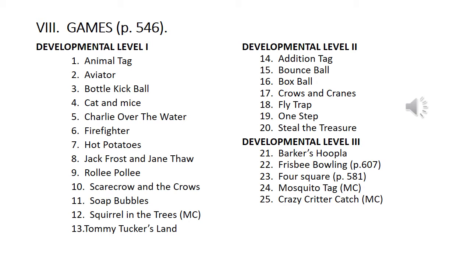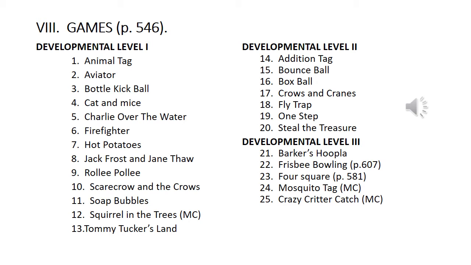But for developmental level 3, we're dealing with grade 5, the 5th grade. Developmental level 3 is for the 5th graders. And developmental level 3 activities or games are more complex and organized. So there's a lot more cooperation needed, and there's a lot more strategy needed to play these games. So Barkler's Hoopla is found in the book.